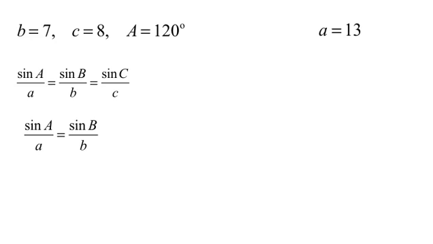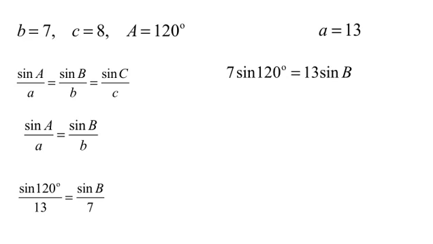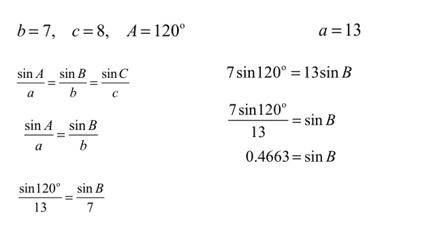I'm choosing to take a look at sine A over a equals sine B over b. So sine 120 over 13 is sine B over 7. Then I can solve for sine B. How? 7 times sine 120 degrees is 13 times sine B. If I divide both sides by 13, I get 7 sine 120 divided by 13 is sine B. And of course we know that 120 degrees is in the second quadrant. Sine is positive in the second quadrant. Sine of 60 is root 3 over 2. So we could say 7 root 3 over 2 divided by 13, but I'm just going to give you a decimal approximation.